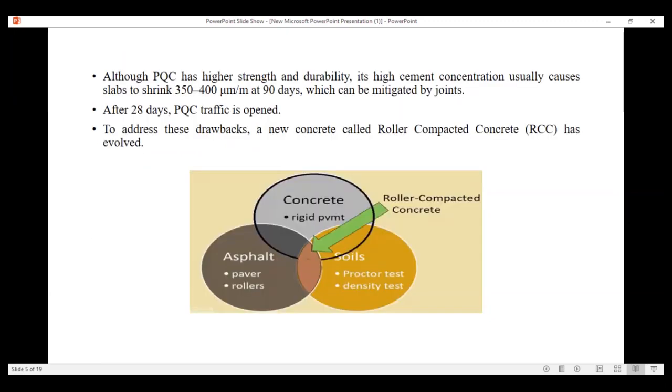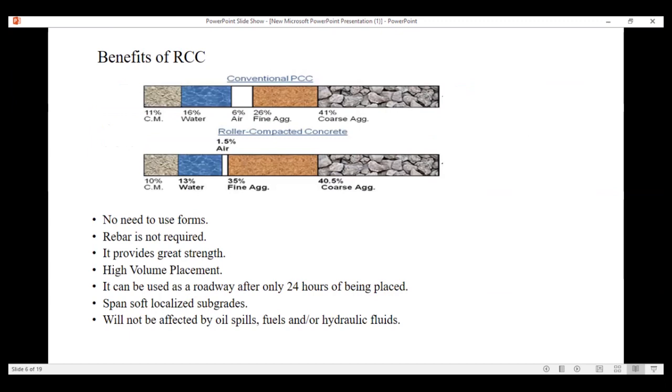So what is roller compacted concrete? As the name itself says, the concrete is constructed by using rollers, and the main difference between roller compacted concrete and normal concrete is that the fine aggregate content is more compared to normal concrete. Due to this, it achieves strength based on hydration as well as friction. In normal concrete, strength is achieved only by hydration, not by friction. But in roller compacted concrete, strength is achieved by both friction and hydration.